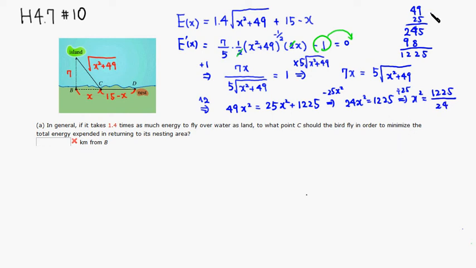Then we can just take the square root of both sides. You're going to get x is equal to the square root of 1225 over 24, plus or minus. In this case, we know that it's going to be a positive value because you don't want to go away and then come back. That's not very efficient. So let's find this value using GeoGebra.